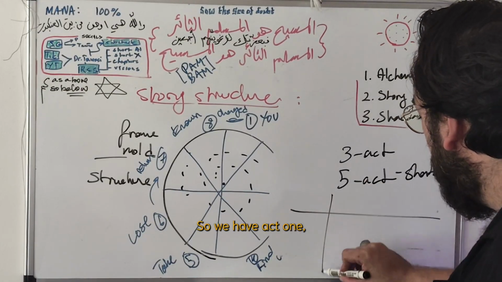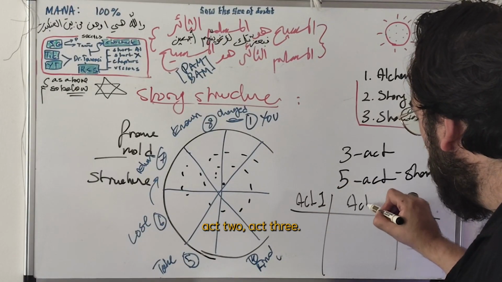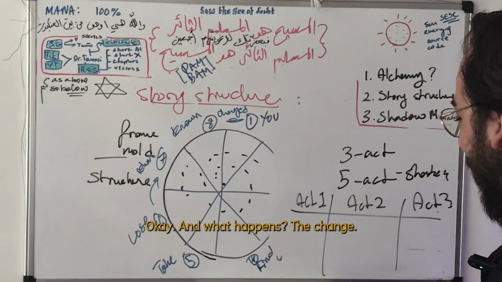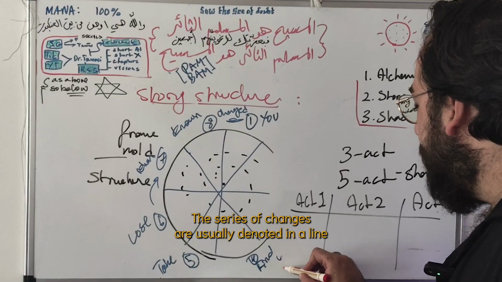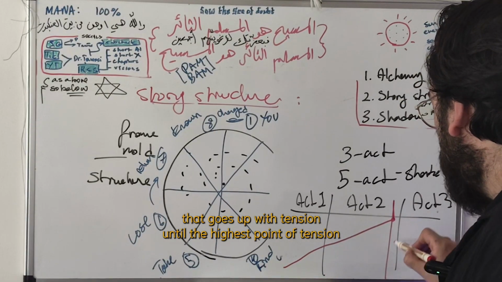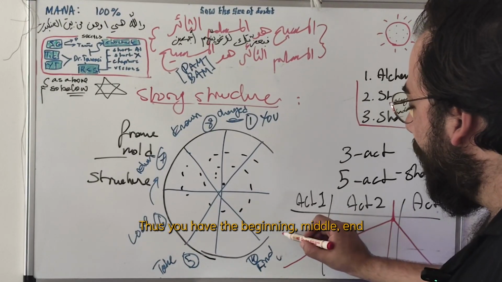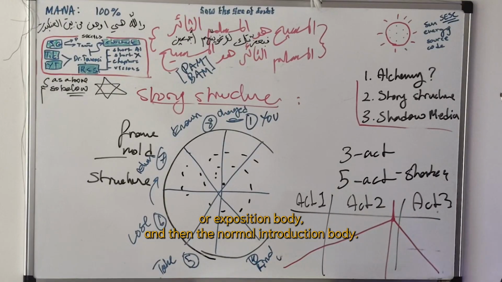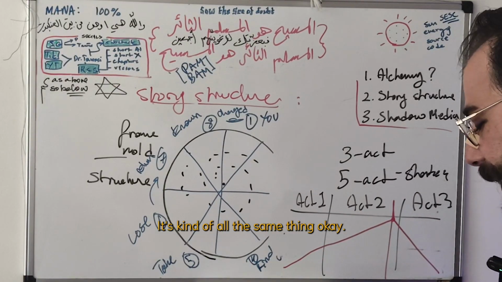So we have Act 1, Act 2, Act 3. Okay. And what happens, the change, the series of changes are usually denoted in a line that goes up with tension until the highest point of tension in your story and then goes back. And there, in this, thus you have the beginning, middle, end, or exposition, body, and then denouement, introduction, body, conclusion. It's kind of all the same thing, okay?